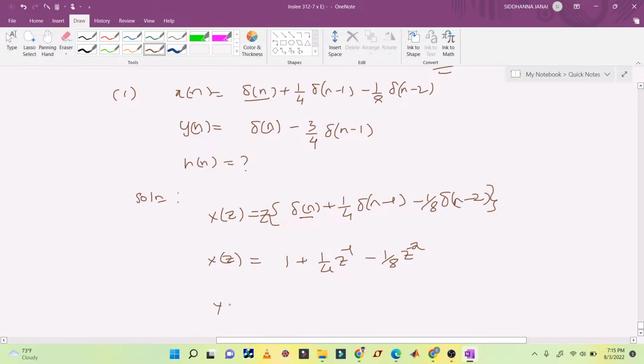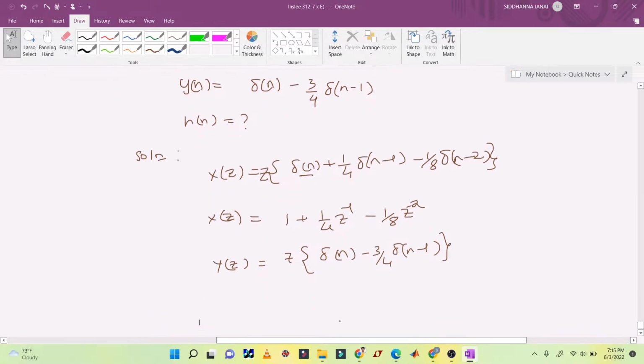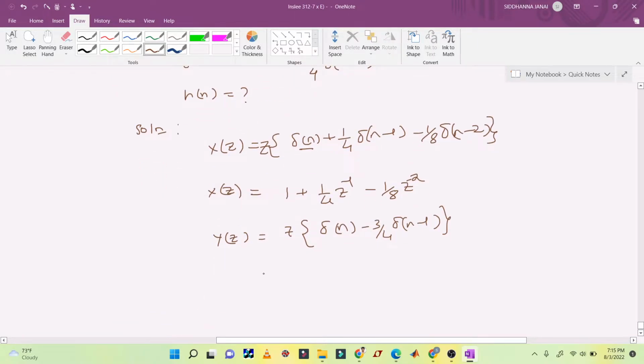Similarly, y of z is equal to the z transform of delta of n minus 3 by 4 delta of n minus 1. We know the z transform of delta n is 1 again here, so y of z is 1 minus 3 by 4 z to the power minus 1. This is our y of z.